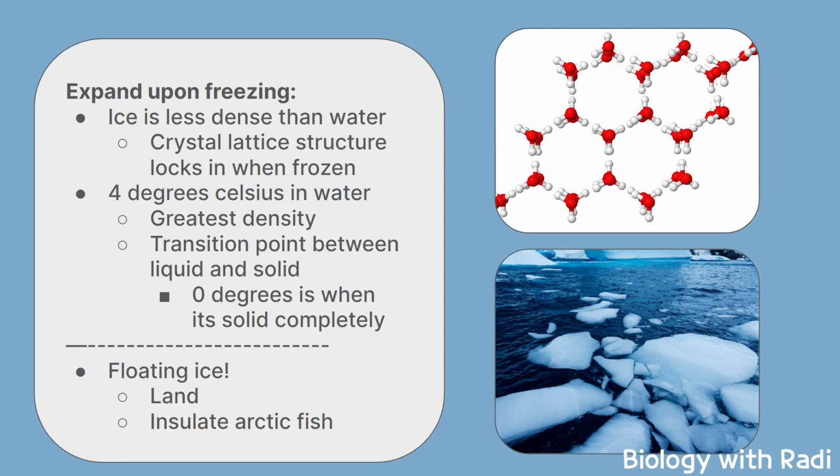So 4 degrees Celsius is the transition point for water between its liquid and solid state, and this is where water reaches its greatest density. When above 4 degrees, water molecules begin moving around freely, which decreases its density. And when below 4 degrees, water molecules begin locking into the lattice structure, with 0 degrees being the temperature where it becomes ice completely.